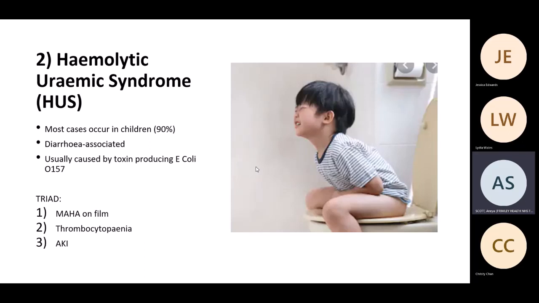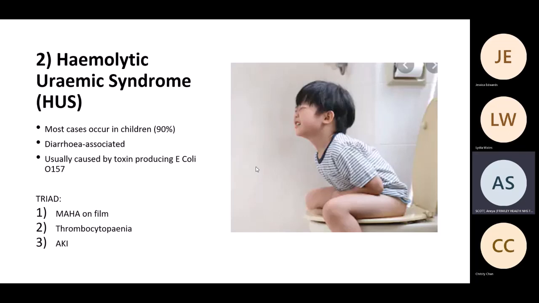So HUS stands for Hemolytic uremic syndrome, and most cases occur in children. About 90% of cases occur in children, and it's most commonly associated with diarrhea, and especially with this toxin producing E. coli strain O157. I wouldn't worry about memorizing the exact strain, but it's usually associated with E. coli diarrhea, which is what causes the bloody diarrhea. And it has a triad, so not like TTP, which has the pentad. This one has a triad.